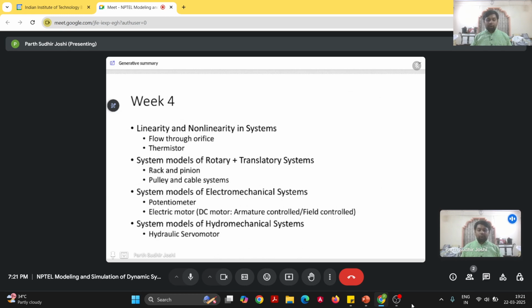In many practical systems, the governing equations tend to be non-linear. Some of the examples which have been discussed are flow through an orifice or a thermistor. In these, the differential equations which govern the characteristics are non-linear. The procedure to linearize these system equations about a particular operating point is given.